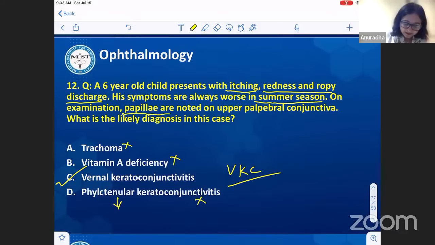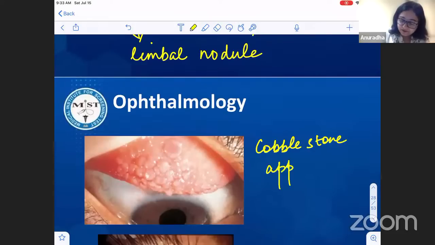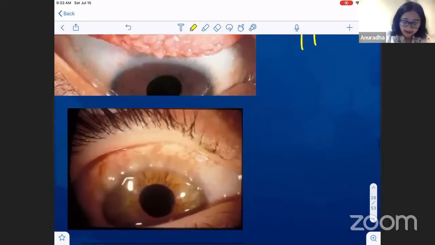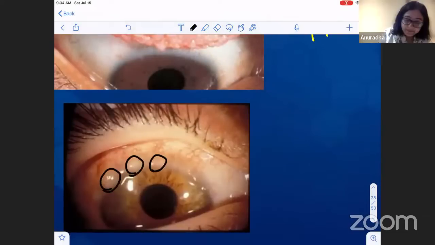Here you see a limbal nodule. The lesion is in the form of a yellowish limbal nodule. When the papillae are large in size, then they give the cobblestone appearance. The question can also come in the form of an image. They can show you an image and ask you based upon the history whether it is VKC or what condition. If you see these giant papillae, they give the cobblestone appearance. When these gelatinous lesions are present on the limbus, these are your Horner-Trantas spots.